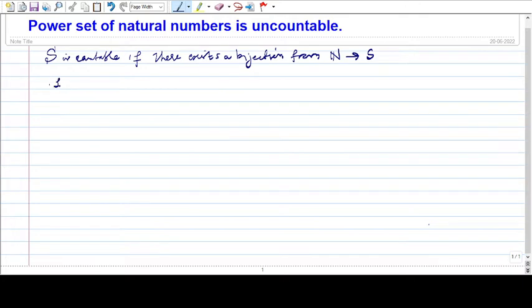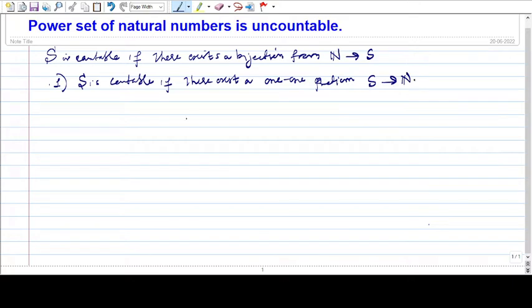Like we can reduce this to: S is countable if there exists a 1-1 function from S to N. So there we don't have to go for a bijection now. We can see that S is countable if there exists a 1-1 function from S to N.